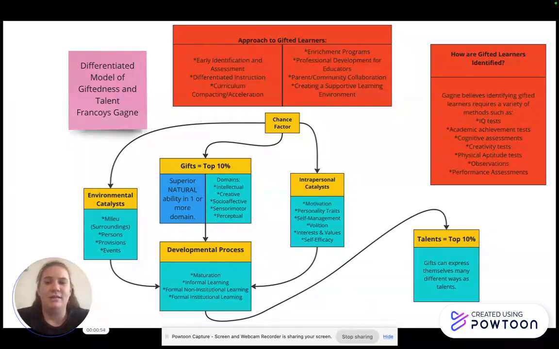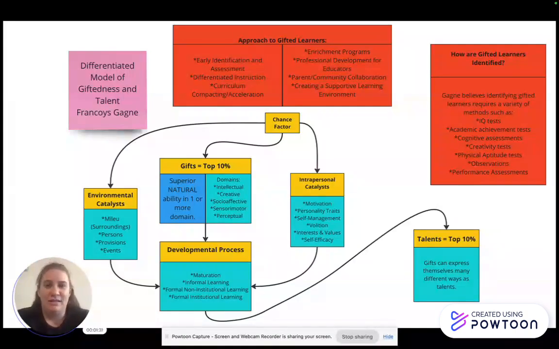The gifted domains are intellectual or cognitive abilities, creative, socio-affective or social abilities, sensory motor or physical abilities, and he later added perceptual, which is processing sensory information. It's important to note that we all have skills in these areas, but this is relating only to that top 10% of the gifted learner. The chance factor plays a role in those gifts because, as we know, we're not all born with natural abilities in all of those, or even sometimes any of them.